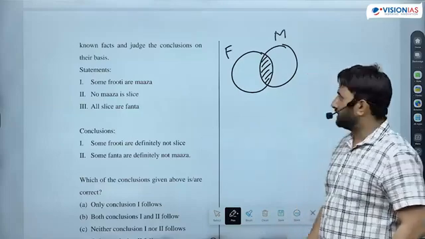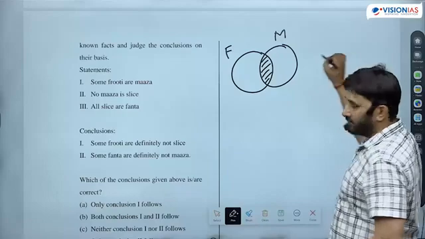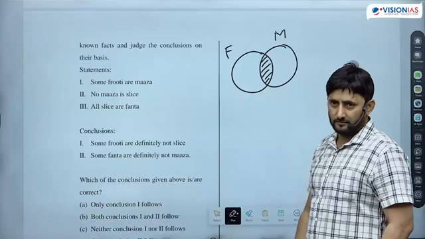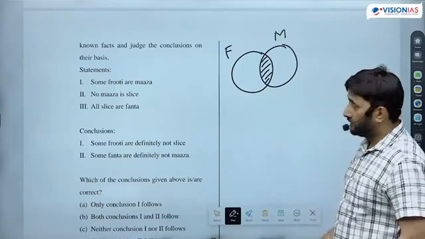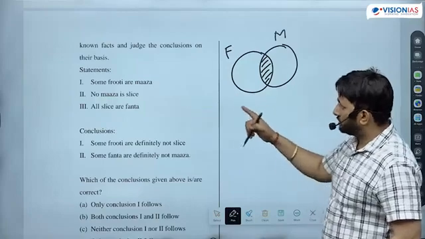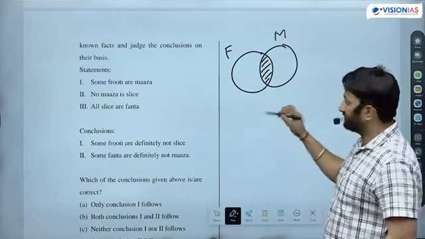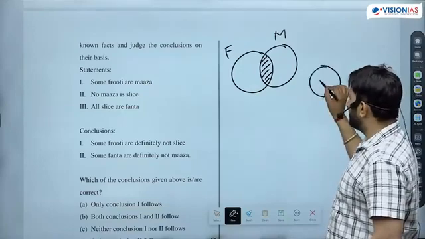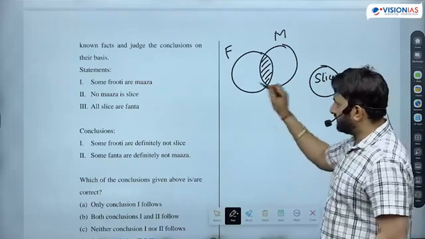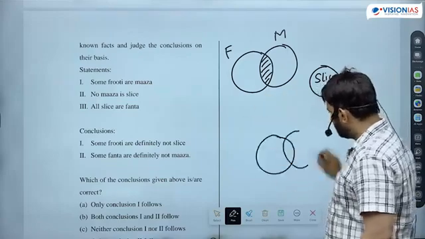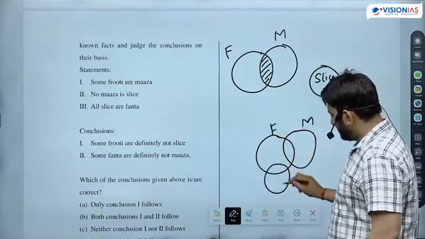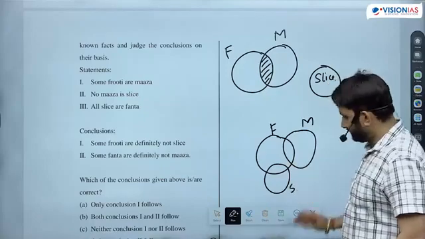तो slice का जो circle बनेगा बच्चे, that can be a completely distinct circle. Slice and fruity can have something common. ठीक है ना? We do not have information regarding maja and the fruity and the slice. 2 possible cases. One case slice will come here. Another case slice can intersect fruity, maja and slice. Slice can be like that also.